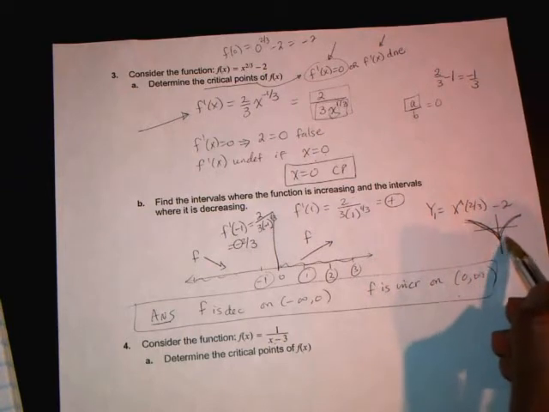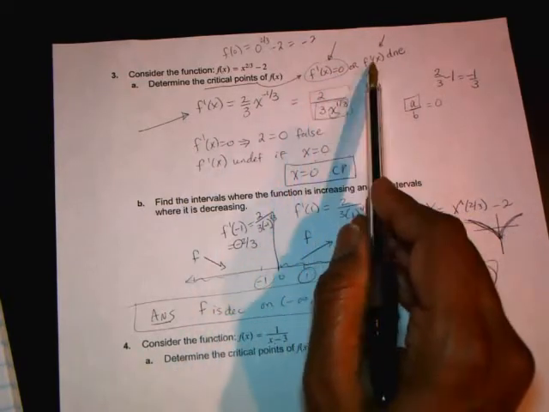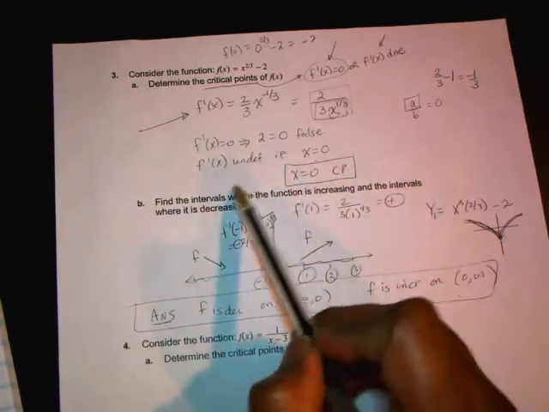And notice how it's a sharp turn. That's something we learned in chapter 2. The sharp turn is due to the first derivative being undefined at 0.